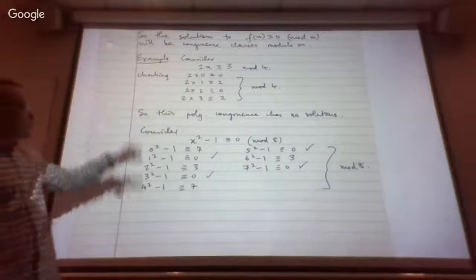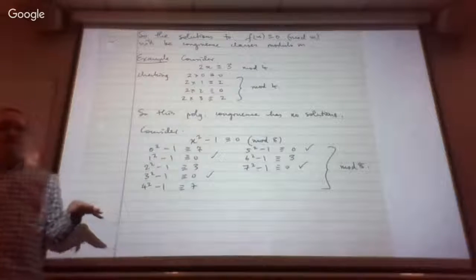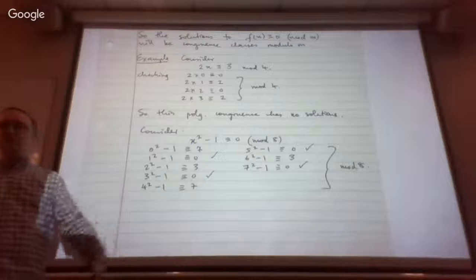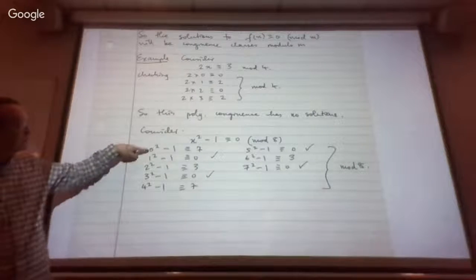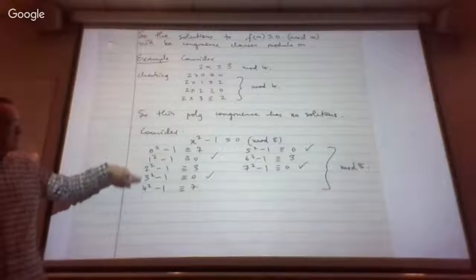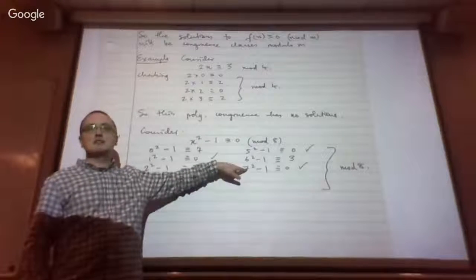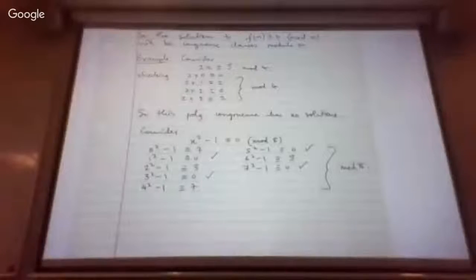Remember, just as before, I don't need to check any other integers. I don't need to check any other positive or negative integers, because whatever other integer you care to mention, it will be congruent to one of these 8, 0 through 7. Okay? So that's a complete set of representatives of all the congruence classes modulo 8.